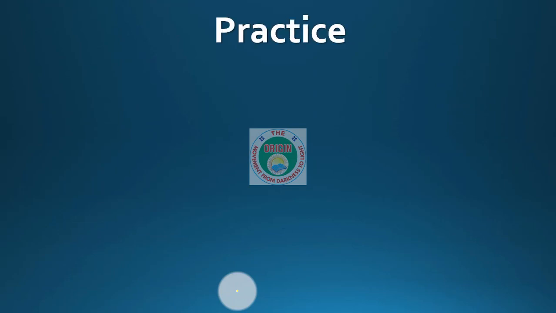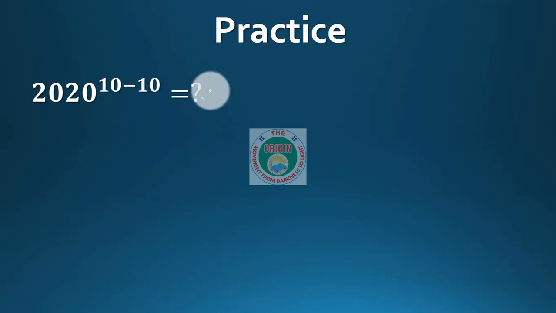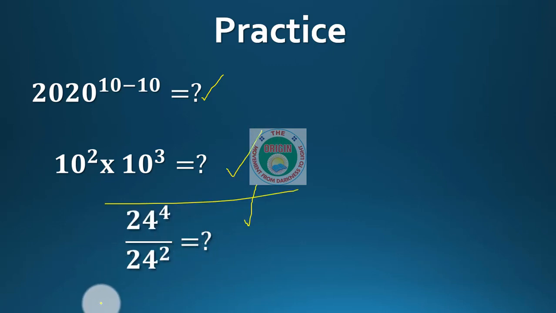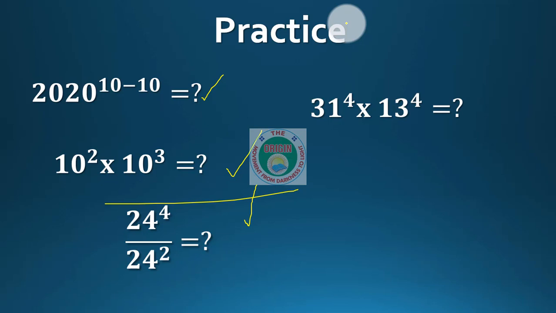Yeah, practice the problems here. 20 power 10 minus 10 is what? 10 square into 10 cube. 24 power 4 by 24 square. Bases equal here. Check what formula you are using. You should check once. Then you can simplify it. 31 power 4 into 13 power 4. 5 power 3 by 6 power 3 equal to question mark.